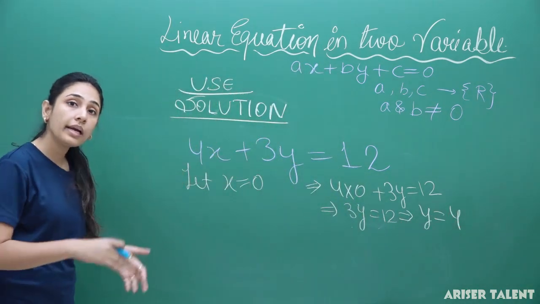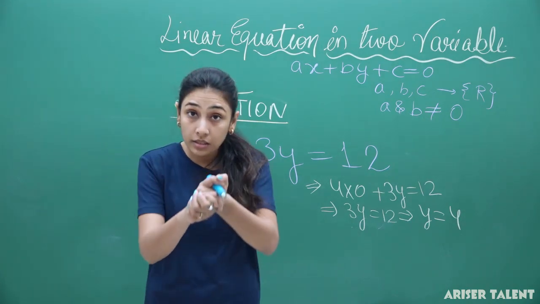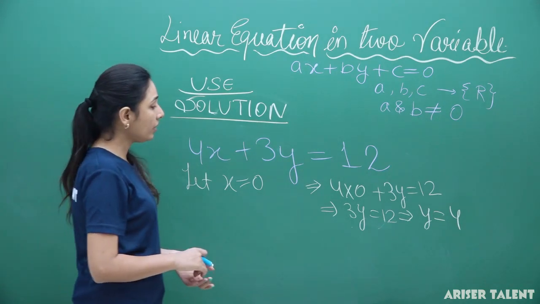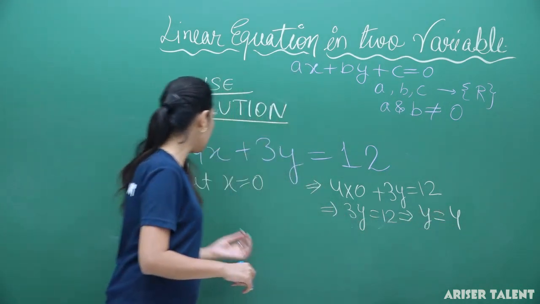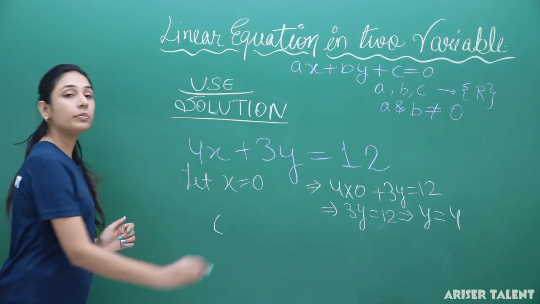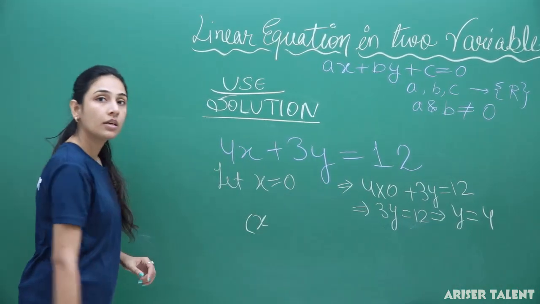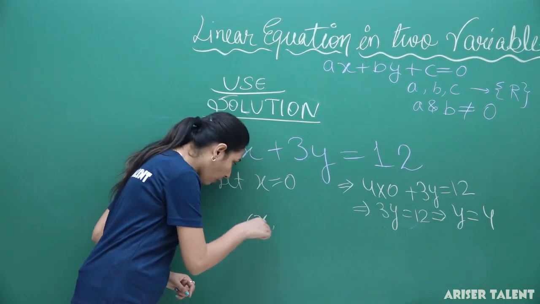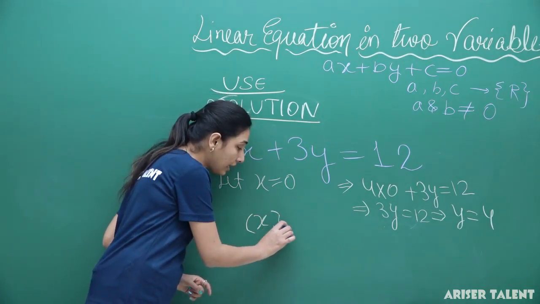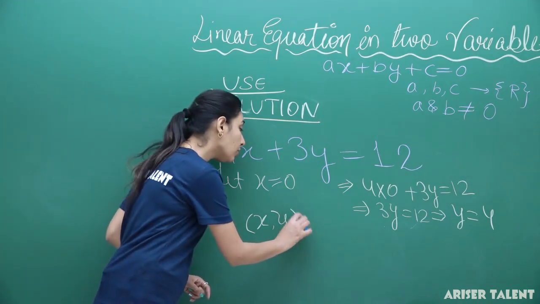Now how to write the solution of a linear equation in two variables? This is also a format. So here I am having y equals 4 and x equals 0. How do we write it? We start a small bracket, we put the value of x first, then a comma between these two, x and y. Then we put the value of y here and close the bracket.